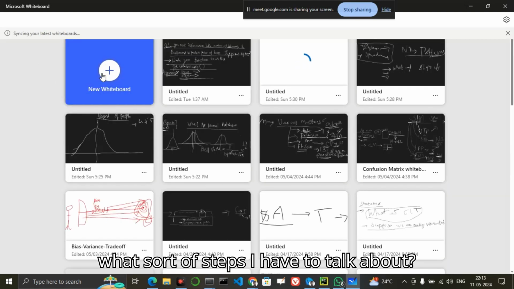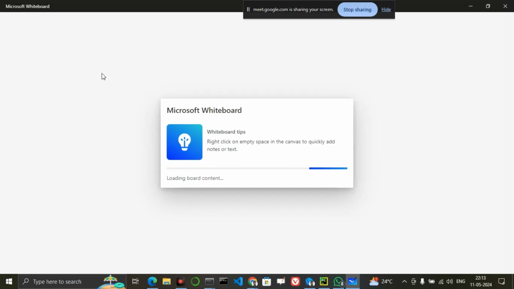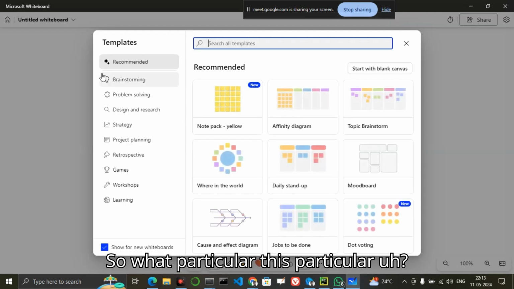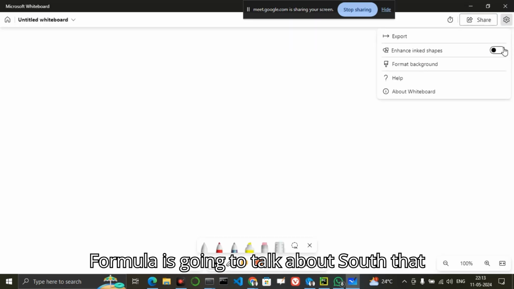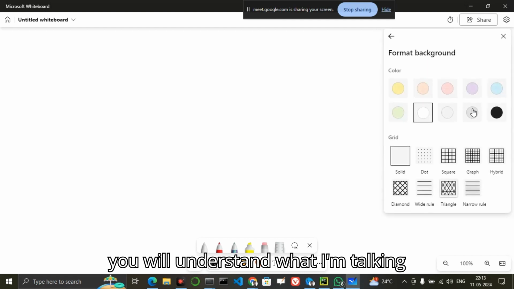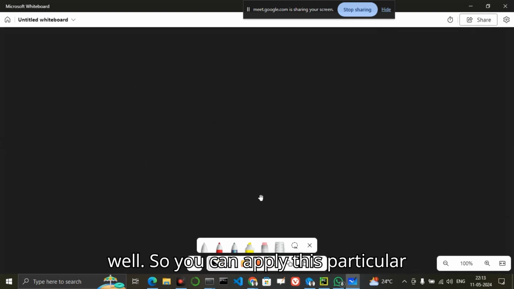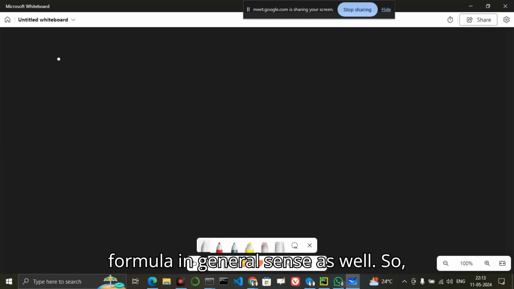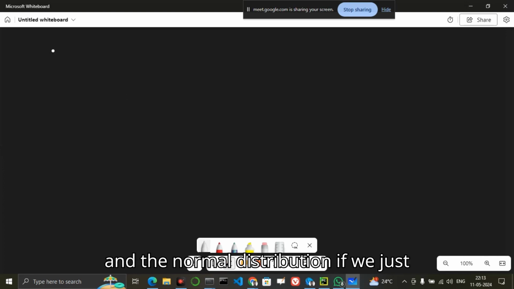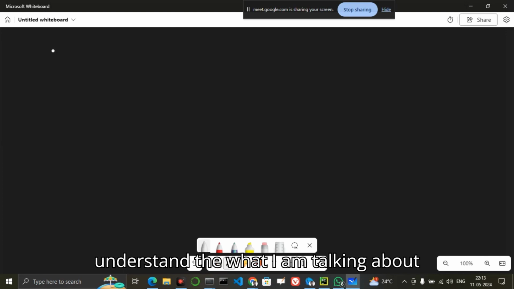Okay, so understand what sort of stuff I'm going to talk about. What this formula is going to talk about, so that you will understand what I am talking about and can relate to it. You can apply this formula in a general sense as well. If you just type normal distribution into Google, you will be able to understand what I'm talking about.